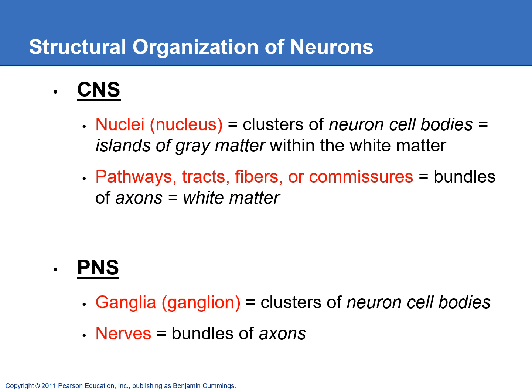In the peripheral nervous system, we're going to change the names. If you have a cluster of neuron cell bodies, they're going to be called ganglia, which would be the plural, and in the singular would be a ganglion. And then a bundle of axons would be called a nerve.